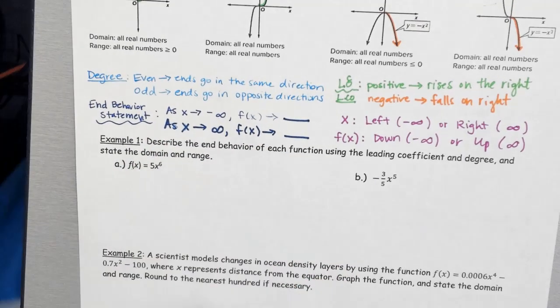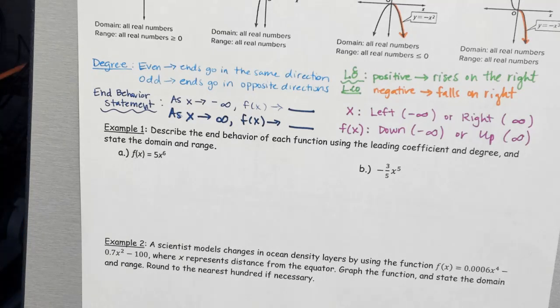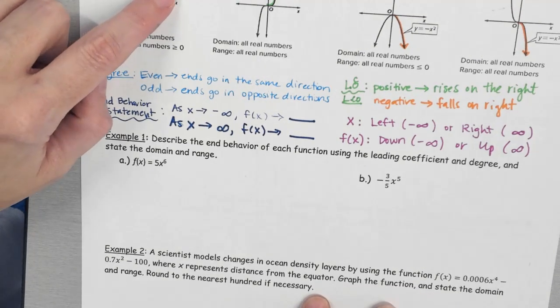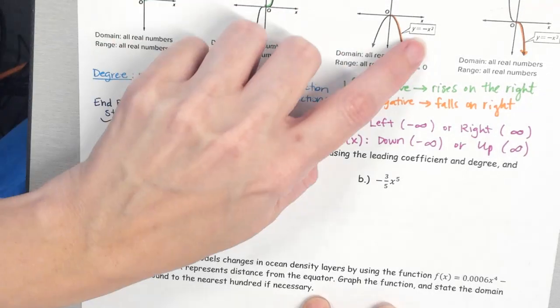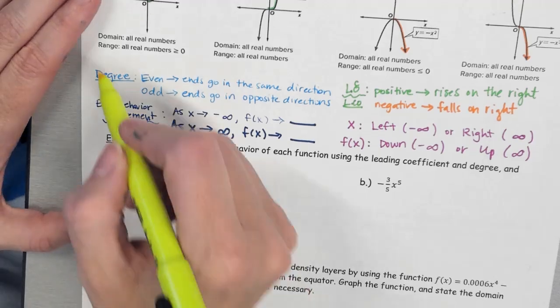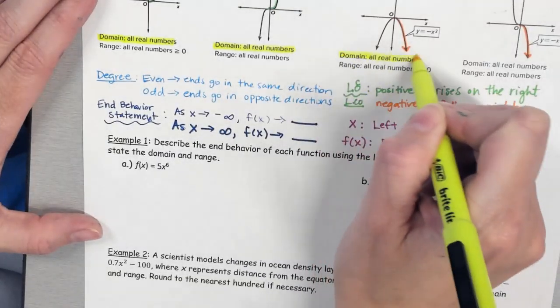Okay, and then you're also going to have to say what the domain and the range are. And if you look here, they gave you what the functions were. This was x to the 4th, x to the 5th, negative x squared, negative x cubed. So your domain for all of these is all real numbers.